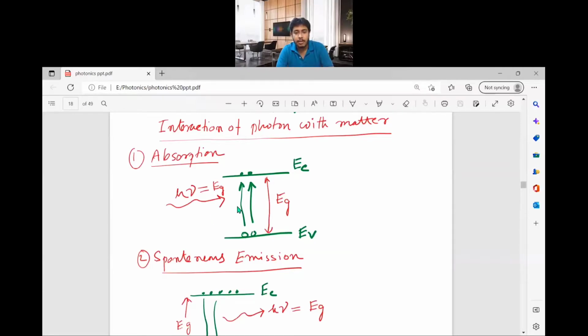So if light is incident on this material, what will happen? Electrons will move from the valence band to the conduction band by taking the energy. Okay, so light will be absorbed. This is the absorption phenomenon. A photon will be absorbed if the photon energy matches the band gap energy.